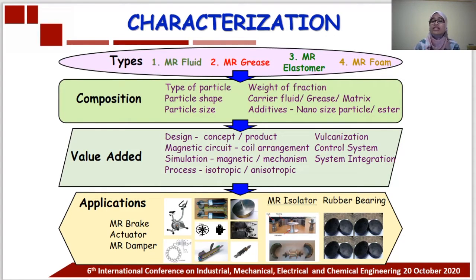Similarly, with the devices or applications of MR materials, the value added can be focused on the design or concept of the device, the magnetic circuit or coil arrangement in order to control the magnetic flux that passes through the materials, as well as the system, the simulation or modeling that can be used to predict the output after modification onto the materials or the devices, the process, the vulcanization type or system integration. All of these would bring various outputs that meet the requirements for various purposes.